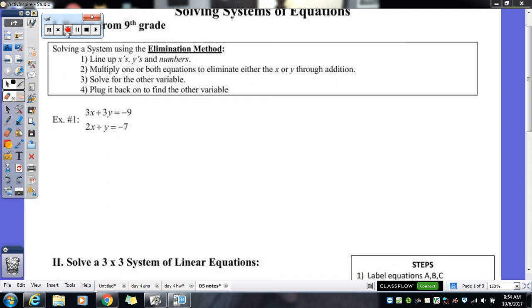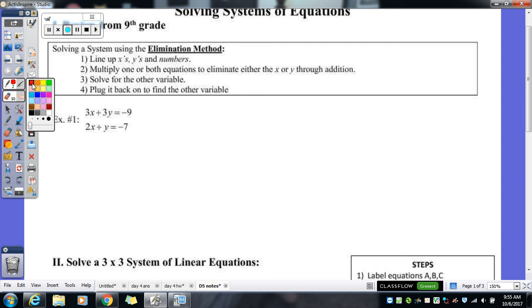So this first part is just review of solving equations using the elimination method, which we have done for a few years now. You guys did it in 9th grade. You did it in, I think, even 8th grade a little bit. With the elimination method, it is exactly how it sounds. You are trying to eliminate one of the letters so that you can solve for the other letter. So in order for that to happen, one of the letters needs to have the same number.